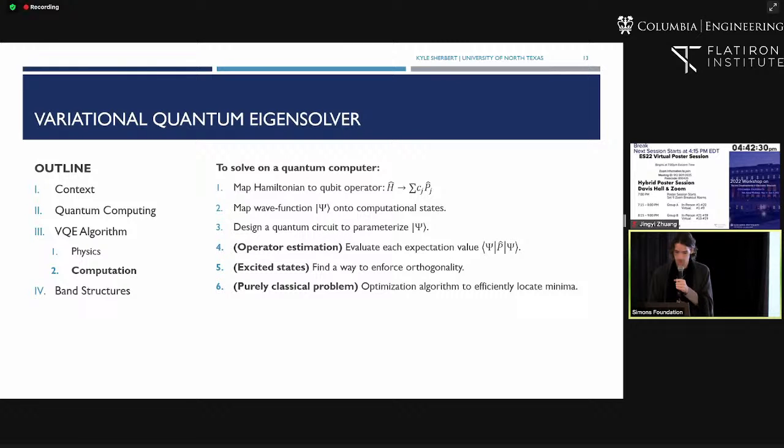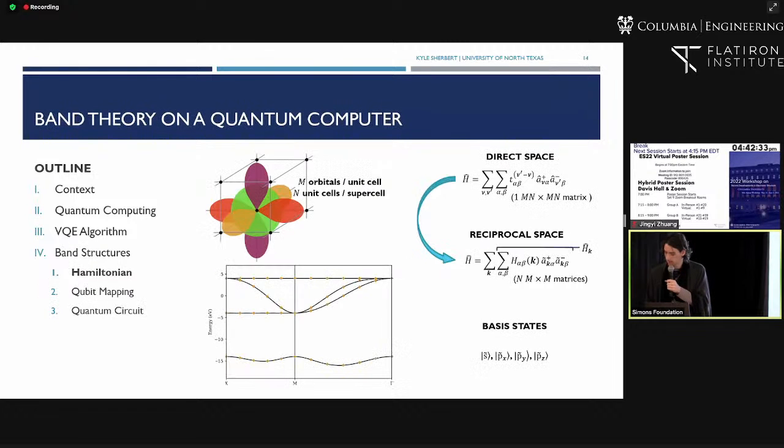Okay, now in this last part of my talk, can I get a hint on how long I have? 10 minutes, thank you. In this last part of my talk, I will try to go into a bit more detail with band theory itself, make sure that we're all on the same page on what it is, how it works, how it relates to VQE, and on some of those points that I had in the previous slide.